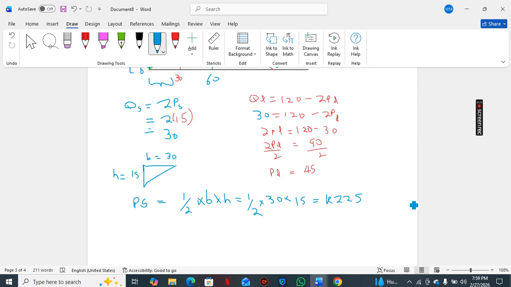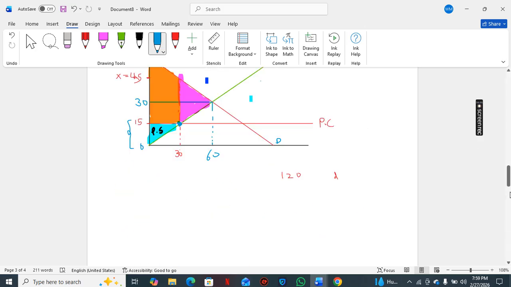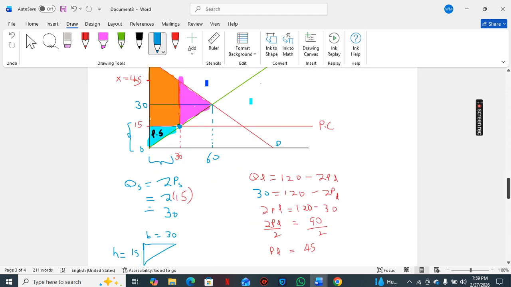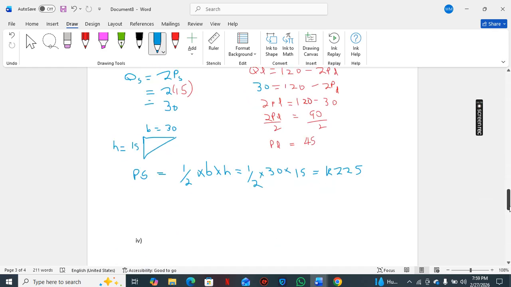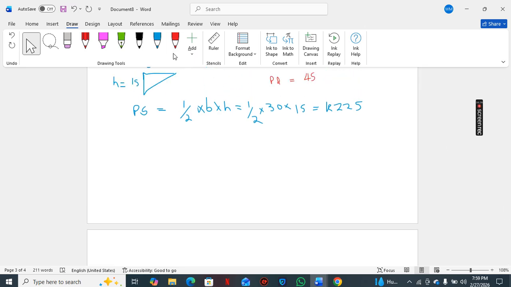Any questions before I get the consumer surplus? Okay, we get the consumer surplus. We draw the trapezium.